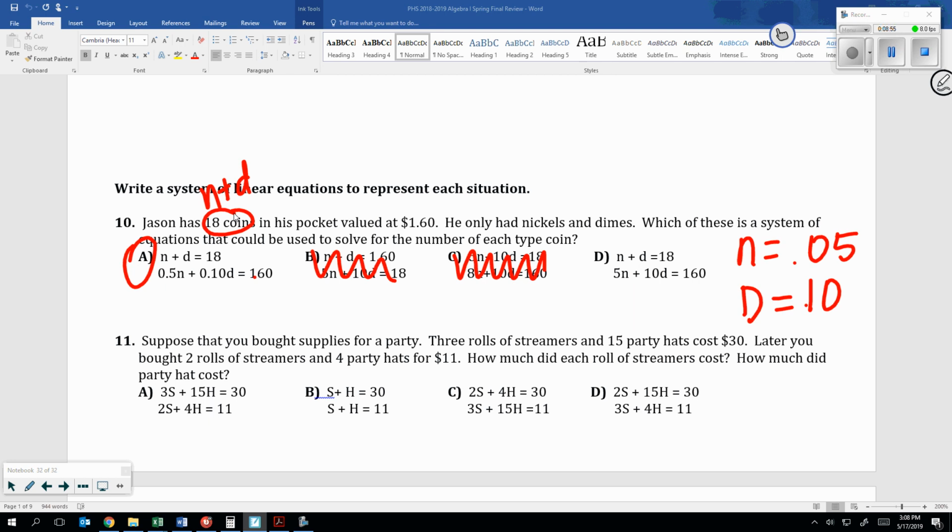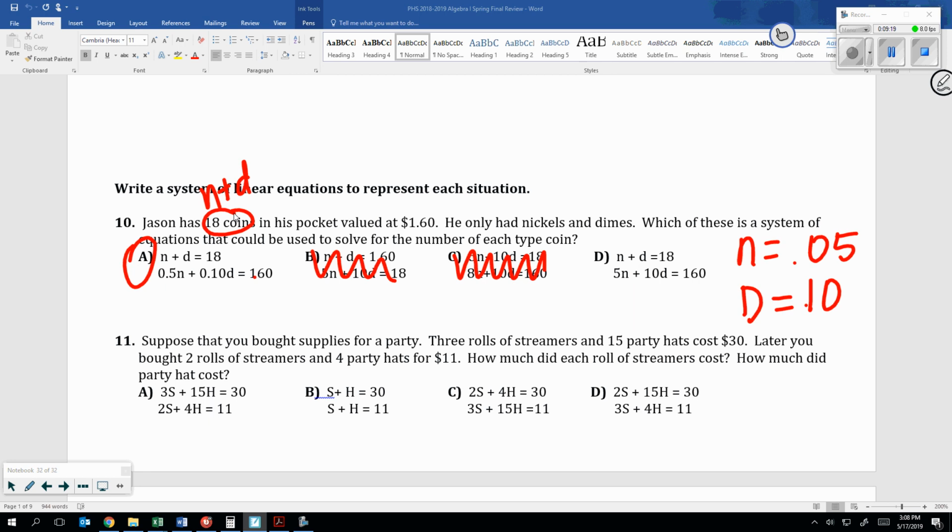For 11, suppose that you bought supplies for a party. 3 rolls of streamers and 15 party hats cost $30. Later, you bought 2 rolls of streamers and 4 party hats for $11. How much did each roll of streamers cost? How much did the party hat cost?